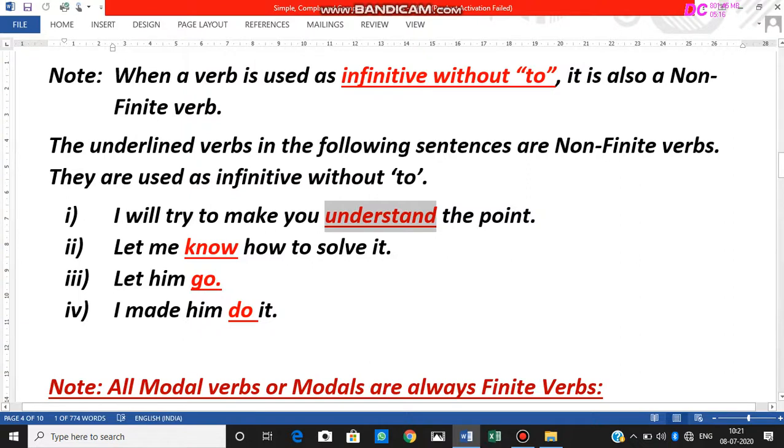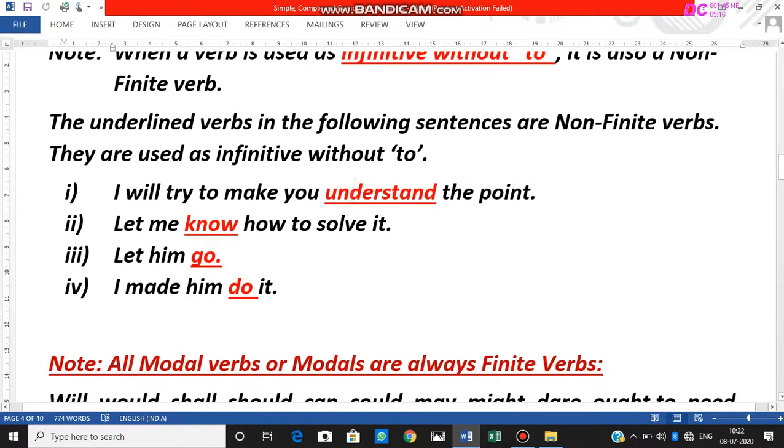Understand this. I will try to make you understand. Understand is the first form, but it is used as an infinitive without to. It is really, I will try to make you to understand the point. But if to is omitted it is not an ungrammatical sentence. So to is omitted, but understand, the first form, becomes the non-finite verb here.